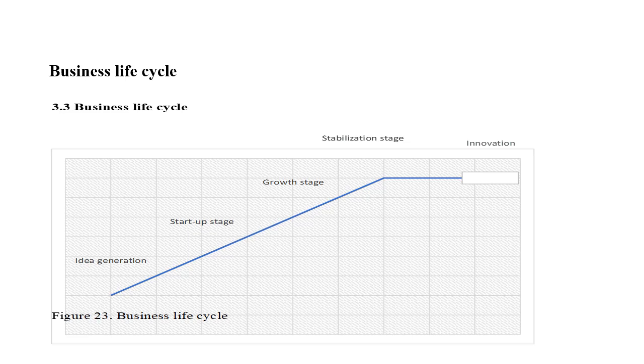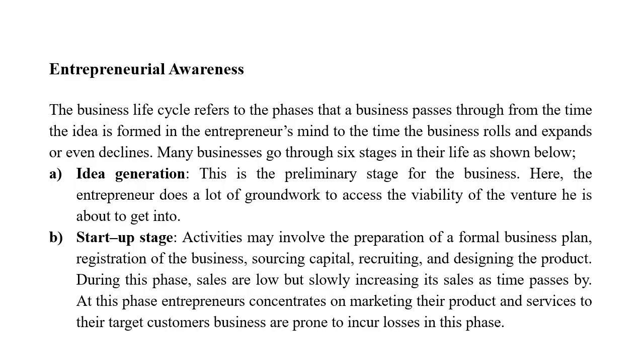Business life cycle. Idea generation. Startup stage. Growth stage. Stabilization stage. Innovation stage. Decline stage. The business life cycle refers to the phases that a business passes through from the time the idea is formed in the entrepreneur's mind to the time the business grows and expands or even declines. Many businesses go through 6 stages in their life as shown below.